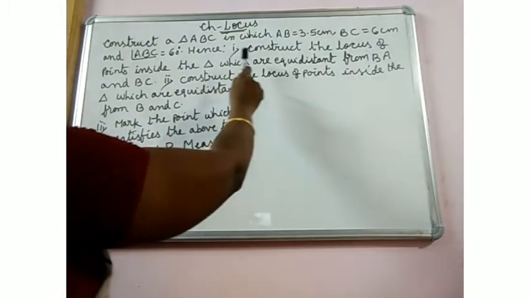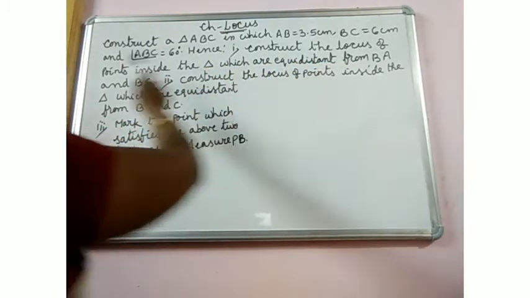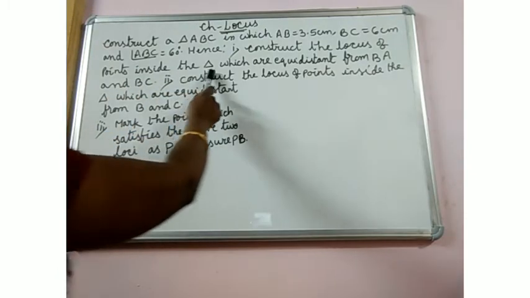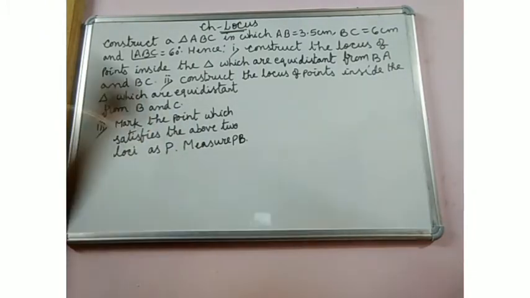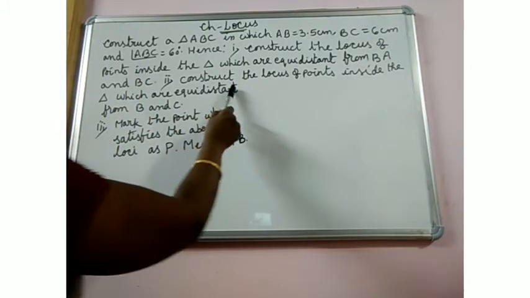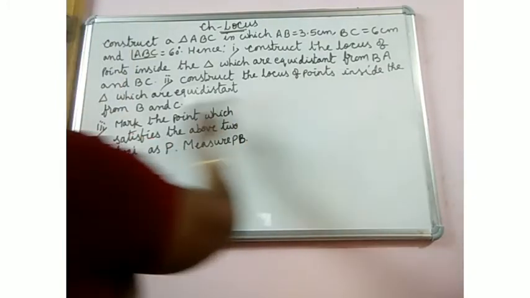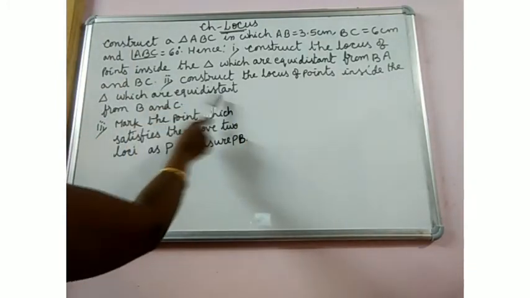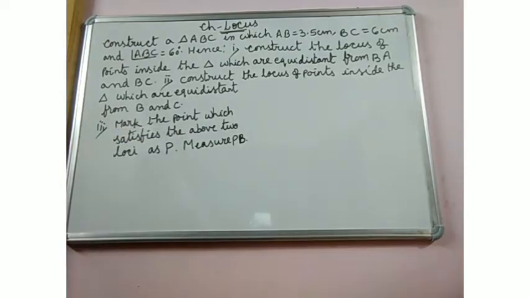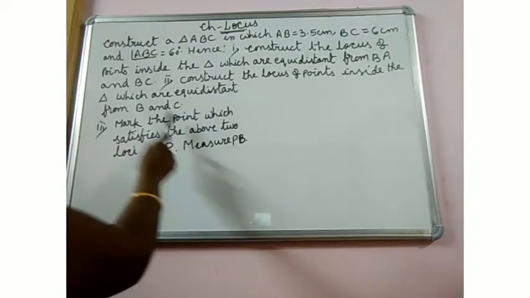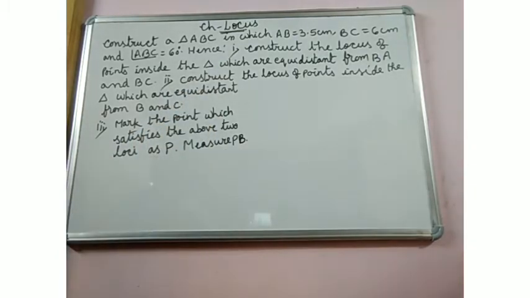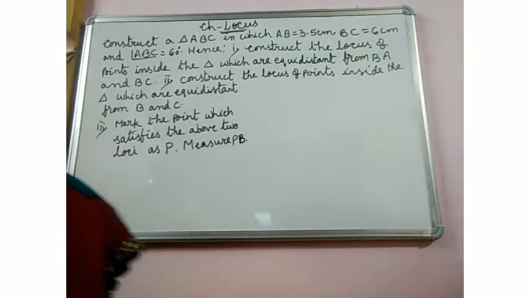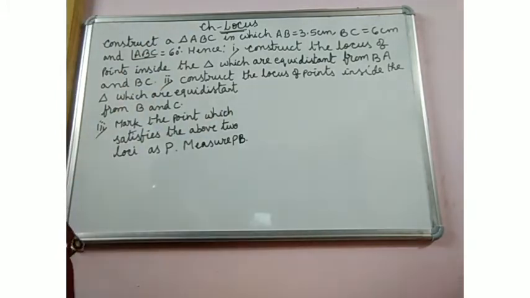Hence, your first bit is construct the locus of points inside the triangle which are equidistant from BA and BC, and your second bit is construct the locus of points inside the triangle which are equidistant from B and C, and your third bit is mark the point which satisfies the above two loci as P and measure PB. I have just read it once. Now let us construct step by step.